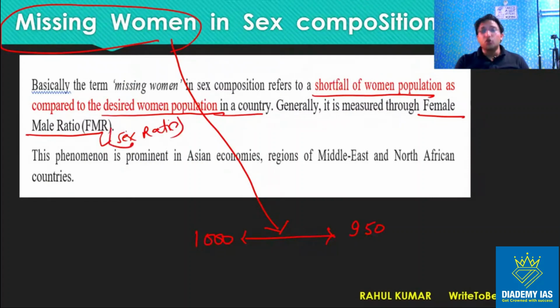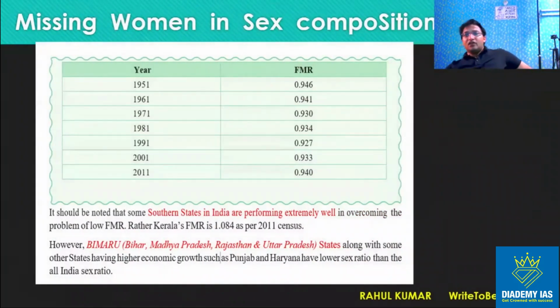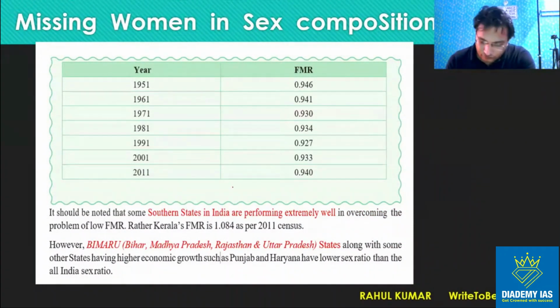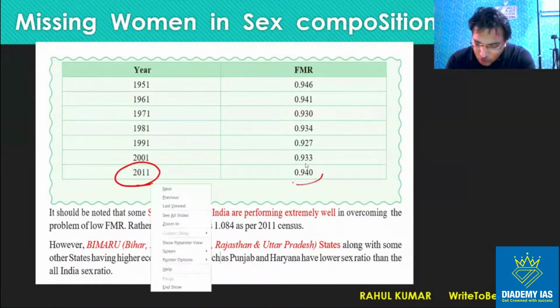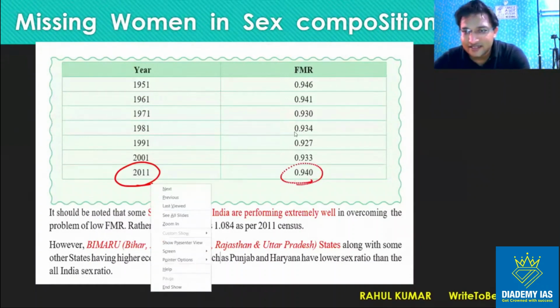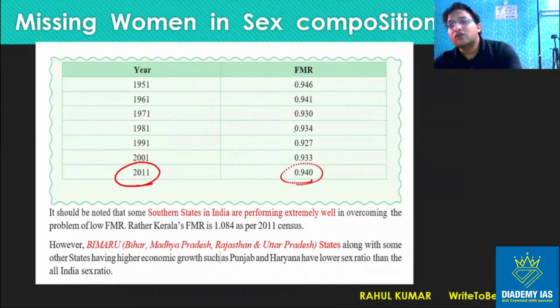So sex ratio is used to calculate these missing women in the sex composition, and this is most prominent in countries like Asian economies, Middle East, and North African countries. If we talk about India, we have already seen this sex ratio. In India, we have a female to male ratio of 940 as per the 2011 census. That means around 60 women are missing per 1,000 men, right?